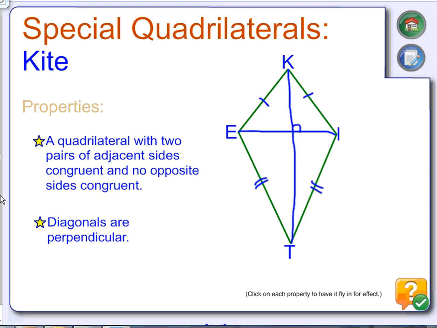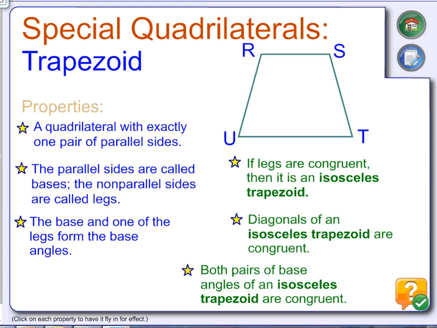The last type of quadrilateral we'll be talking about today is the trapezoid. The properties of a trapezoid: a quadrilateral with exactly one pair of parallel sides. The parallel sides are called bases. The non-parallel sides are called legs. So that's a leg, that's a leg, that's a base, and that's a base. The bases and one of the legs form the base angles.